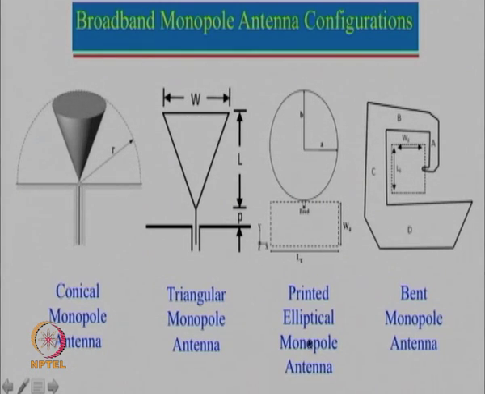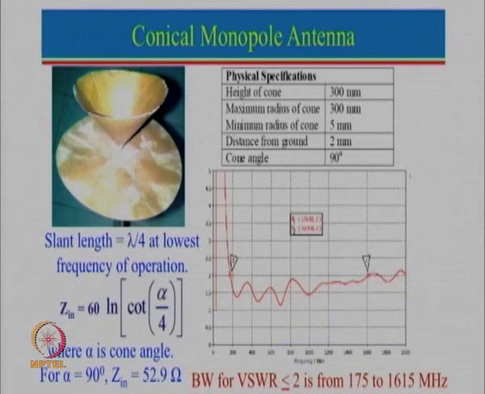Here is an example of a printed elliptical monopole antenna, and we will see that it is really an ultra broadband antenna. And then we will show you another example of a bent monopole antenna. The reason why we have chosen this particular configuration is that these antennas are vertically polarized. Now, many a time the signal may be coming with a vertical or horizontal component. The antenna which we had designed has both horizontal as well as vertical components. We will see these configurations one by one.